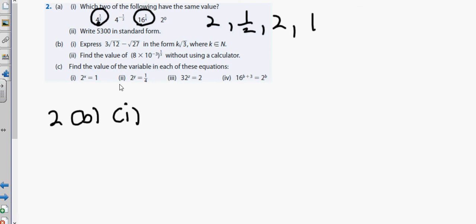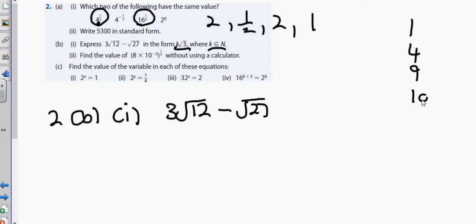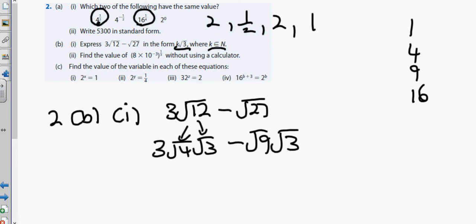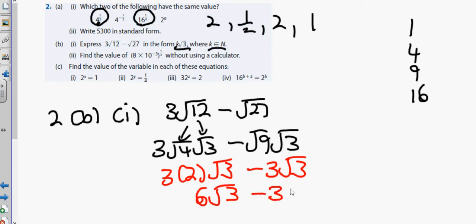Express 3 root 12 minus root 27 in the form k root 3, where k is a natural number. So once again, we look at our numbers for perfect square factors. So we're going to get 3 multiplied by root 4 root 3, and this one here is going to be root 9 root 3. It's going to be 3 multiplied by 2 multiplied by root 3 minus 3 root 3. 3 multiplied by 2 is 6 root 3. 6 root 3 minus 3 root 3 will give you an answer of 3 root 3. Okay.